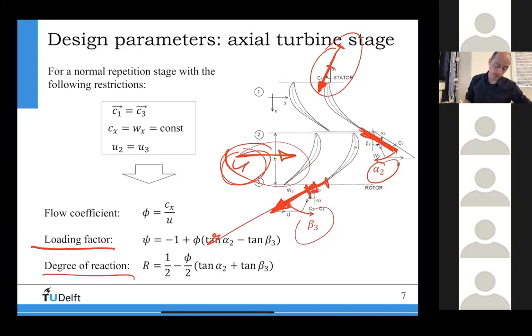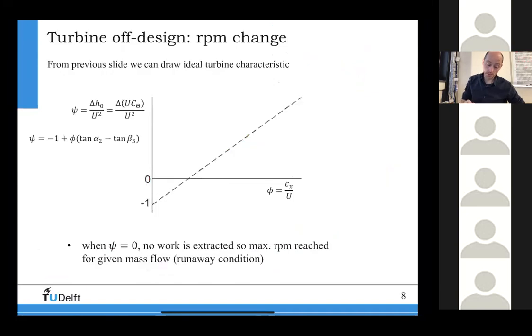And that's why I wanted to express the loading factor and the degree of reaction as a function of these two angles, alpha 2 and beta 3. And so when I did that, you can see this is now for the turbine stage, very important, right? There's a different equation for the compressor stage, but for the turbine stage, I get such an expression that looks like that. Then I go and use this expression, for example, and build some kind of performance map, but a performance map for an ideal situation.